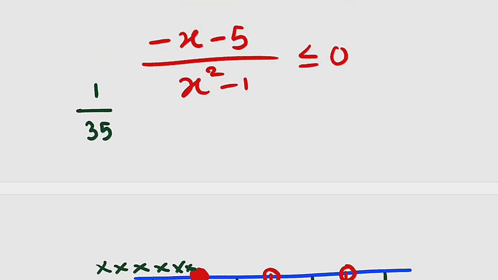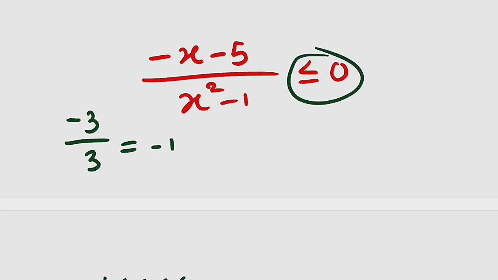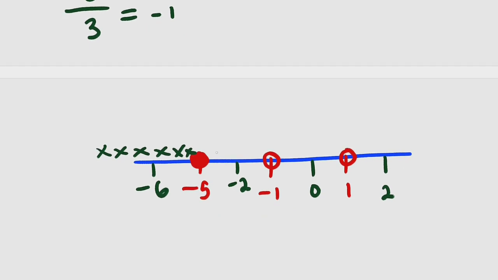Then -2, what happened? If x is -2 times negative, we have +2. +2 minus 5 is -3. -2 squared is +4, and 4 minus 1 is 3. So this is -1. And -1 is indeed less than 0. So all values here will satisfy, in between -5 way down to -1.